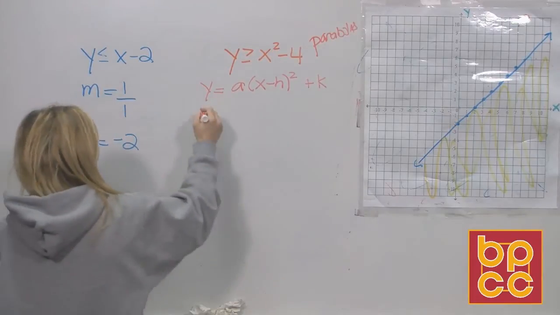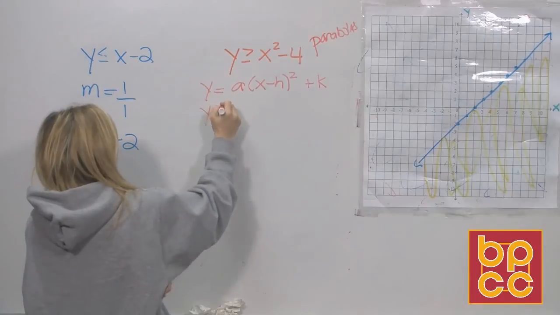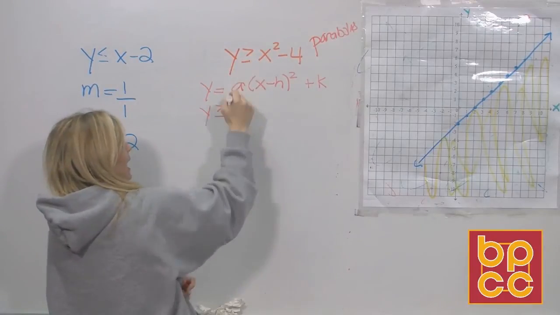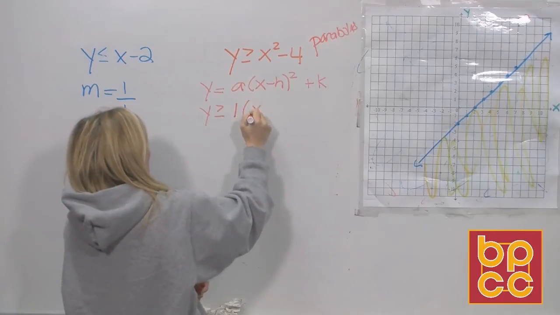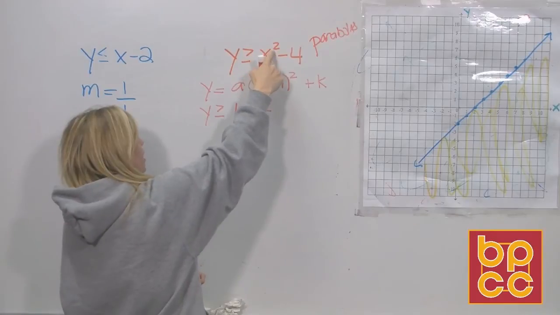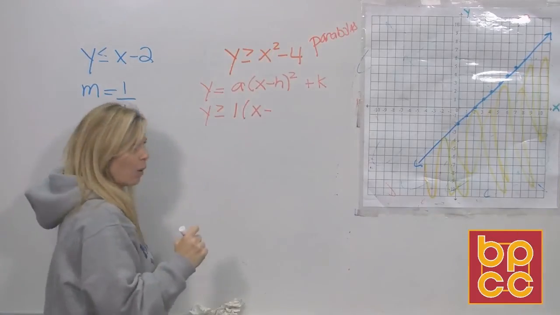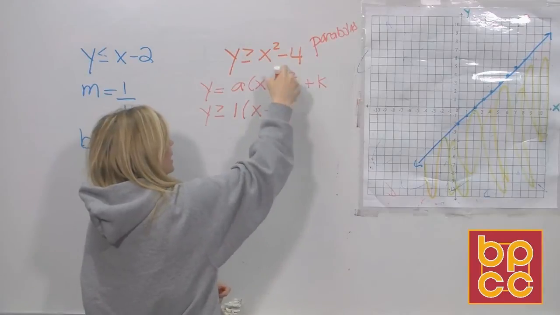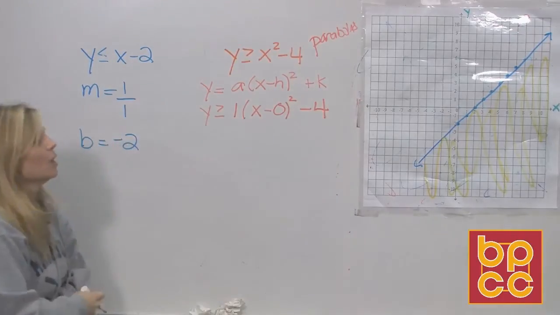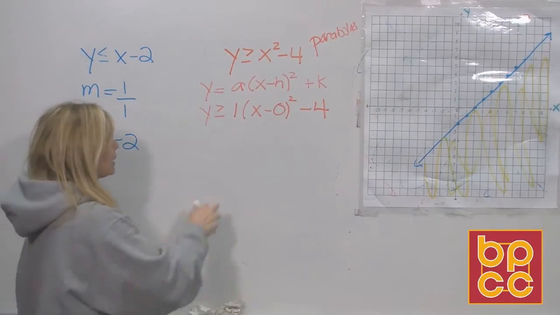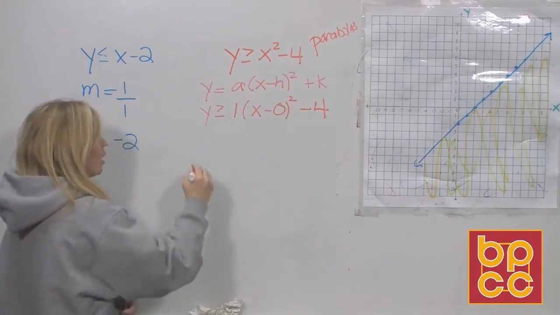All right, let's make sure it's in the right form. I got the y by itself. It's greater than or equal to. A is always connected to x squared by multiplication. That's 1. I have x minus. Is there a number being subtracted from the x before you get to the square? No. So it must be an invisible 0. The k is the number at the back. It's negative 4. So that equation is ready to graph. When your equation of your parabola is in this form, we know the vertex point.